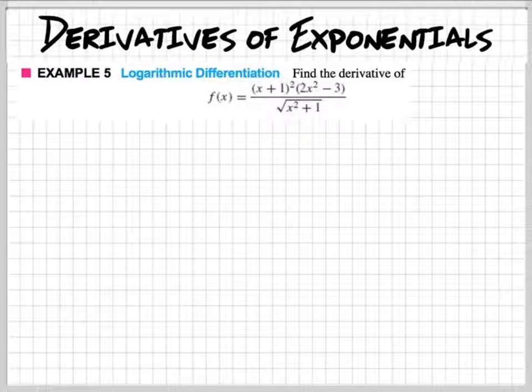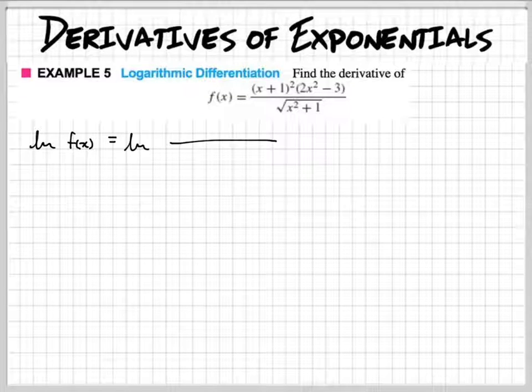Why would you do such a thing? Okay, so natural log of f of x equals natural log of this big hairy thing. Why do you call it a hairy thing? It's nasty. Okay, let's see.